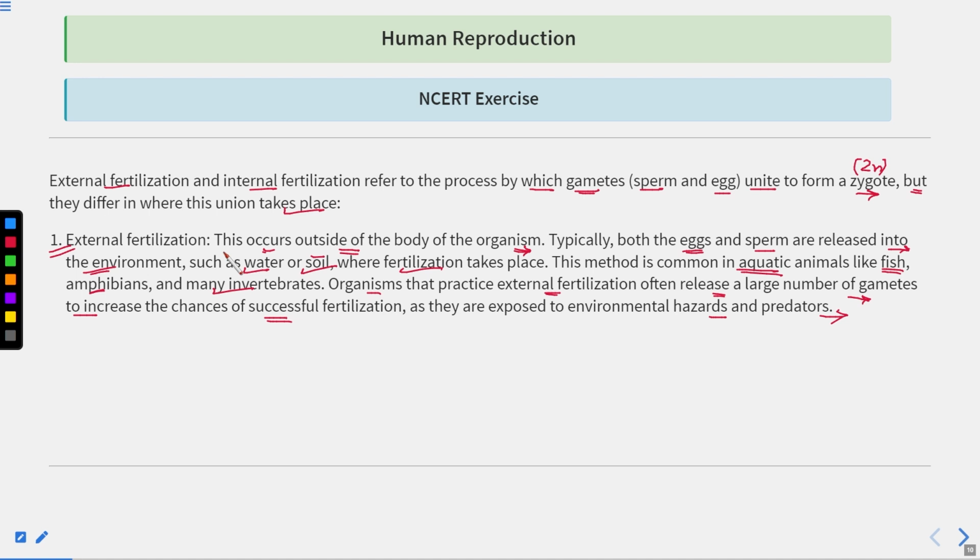Clear? So what happens? They are randomly distributed in the water or in the soil. These organisms release a large number of gametes. If a large number of gametes are released, then there are more chances of successful fertilization. There are more chances that the sperm will meet or unite with the egg and fertilization will take place. And there are a lot of predators and environmental hazards in the environment that can lead to degeneration of the sperm or the egg cell. Clear?